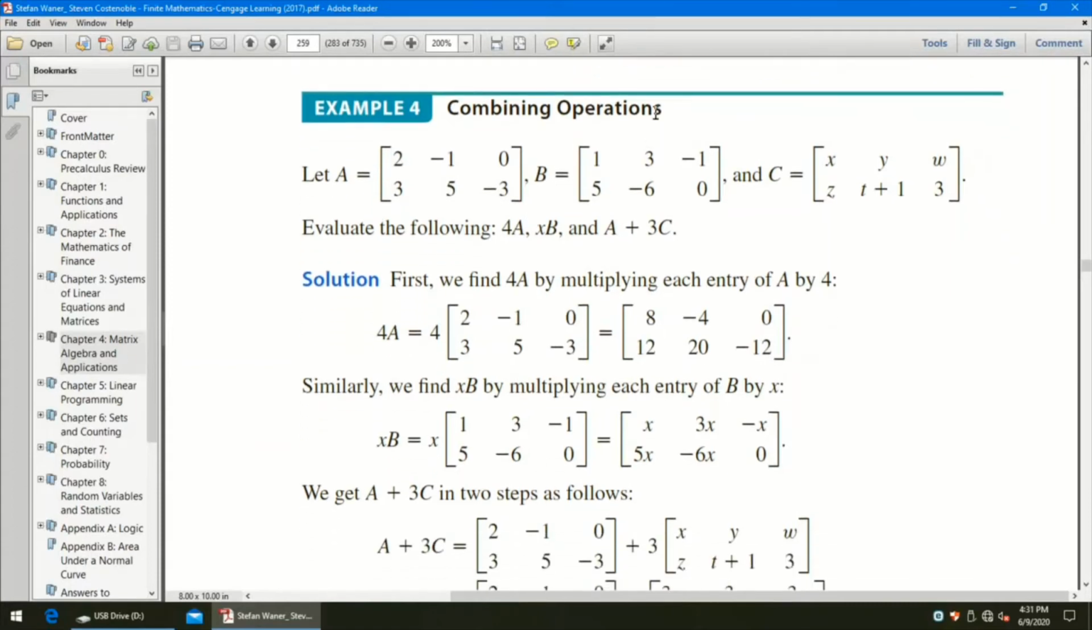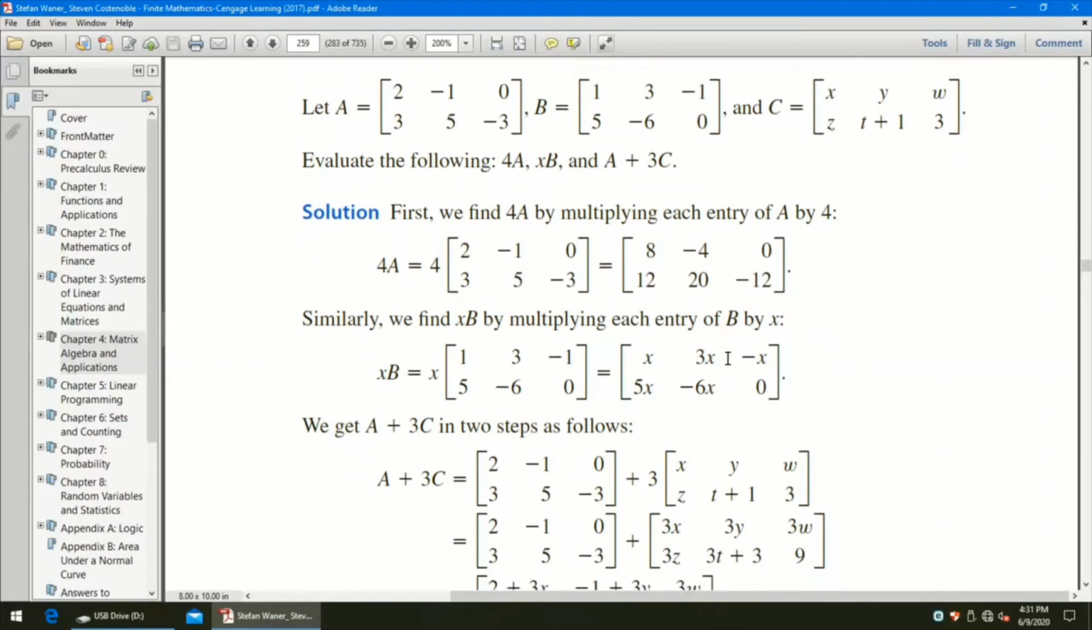Similarly, we have X and B. This is very simple to track because we have a variable that cannot be combined with the numerical values. So X, 3X, minus X, 5X, minus 6X, and 0, and we multiply 0, 0. And the third one is X, Y, W, Z, T plus 1 and 3.